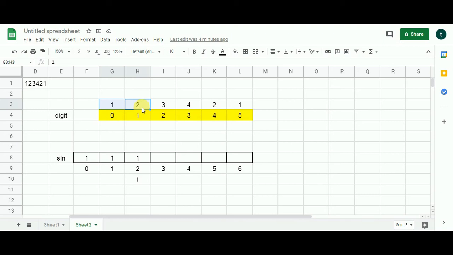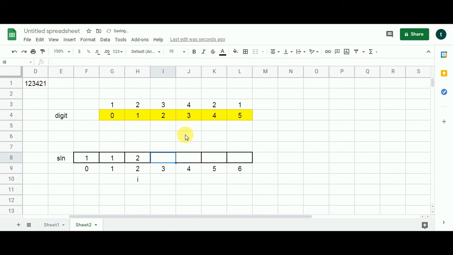So here we have 1 and 2. This is greater than or equal to 10 and less than or equal to 26, so we have a possible decoding here. We are going to add this 1 to the value of the cell represented by I minus 2 in the solution array. I over here is 2, 2 minus 2 takes me to the 0th cell. Here the value is 1, so 1 plus 1 gives me 2.